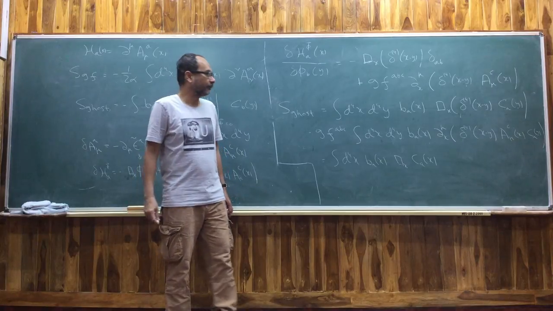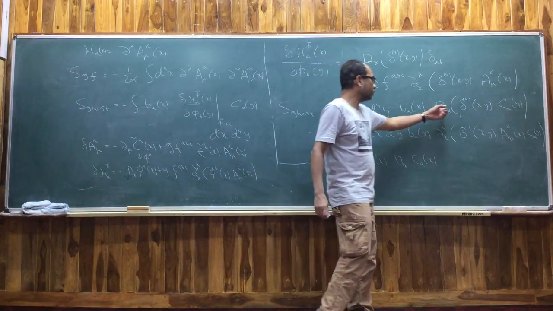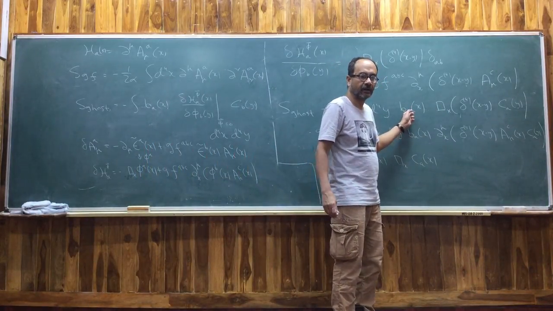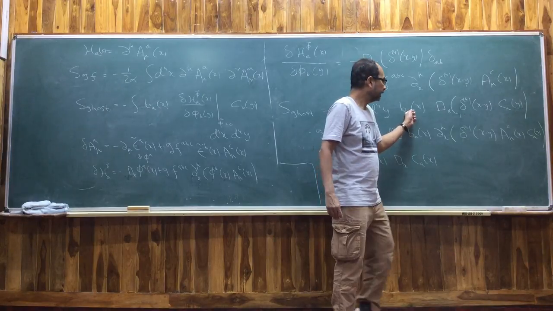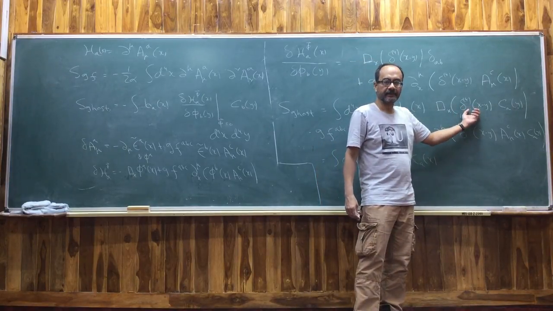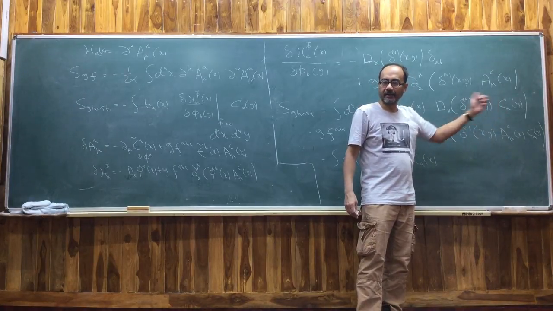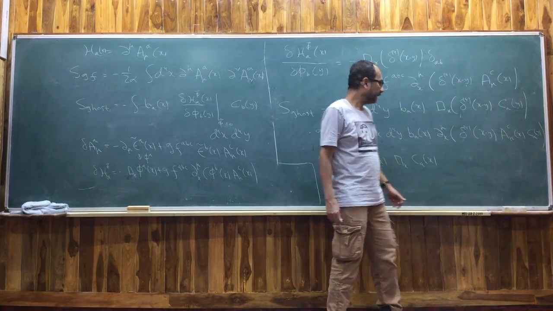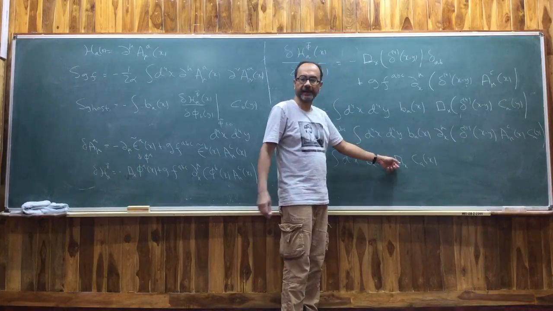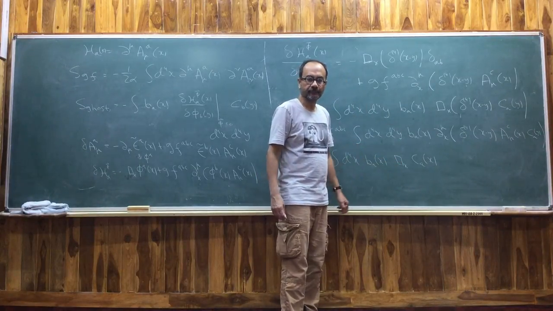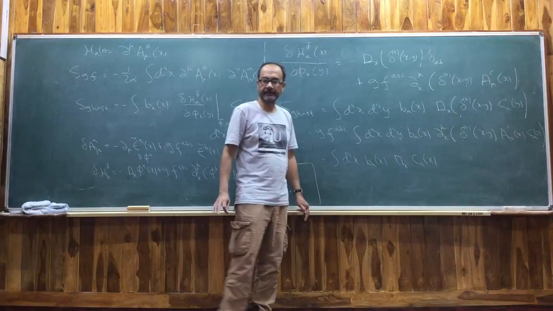If you feel uncomfortable with this idea, then you first do integration by parts to put this box on b. Then this has no derivative. Now you can easily do the y integral that sets c a of y equal to x. And then you can again integrate by parts and bring it back onto c. These are entirely equivalent.